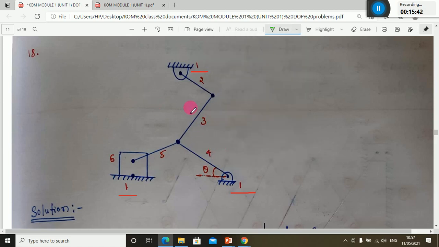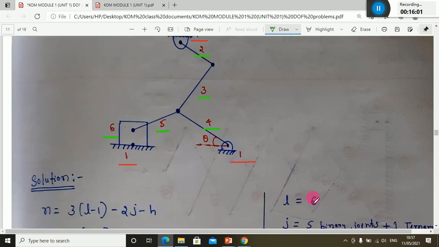Then you can see that to this first link there is one more link attached, that is the second one. Again this is the third one, this is the fourth, this is the fifth, and this slider is the sixth link. There are 6 kinematic links. L is 6.